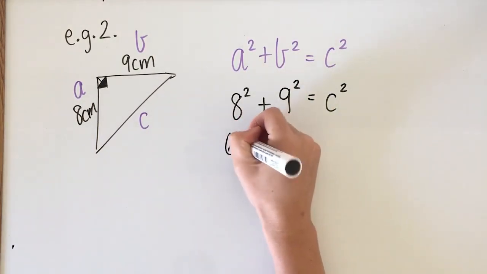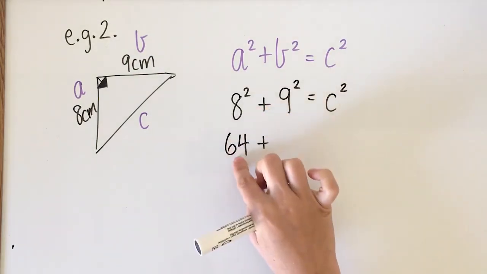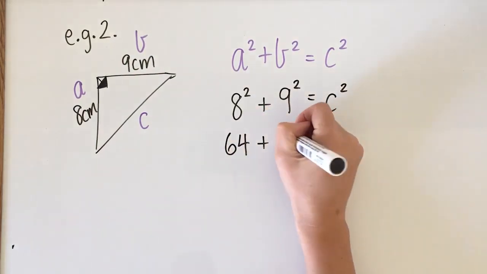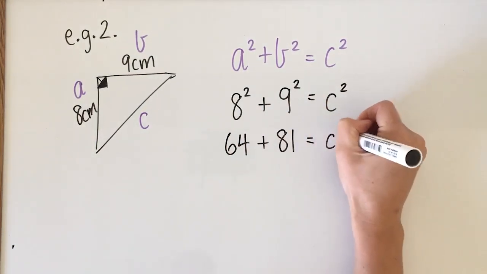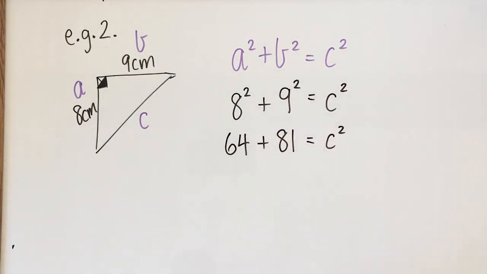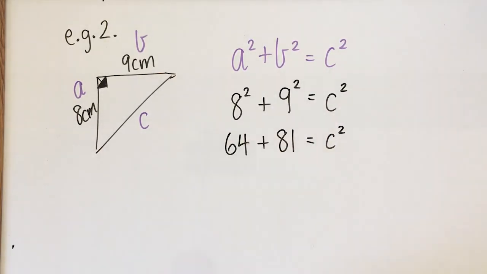All right, 8 squared is 64. 8 times 8 is 64. 9 squared, 9 times 9, is 81. And then we're going to have that there. Now, remember, if you don't know what these numbers are, you can use your calculator. You don't have to do it all in your head. 64 and 81 together is going to be 145.